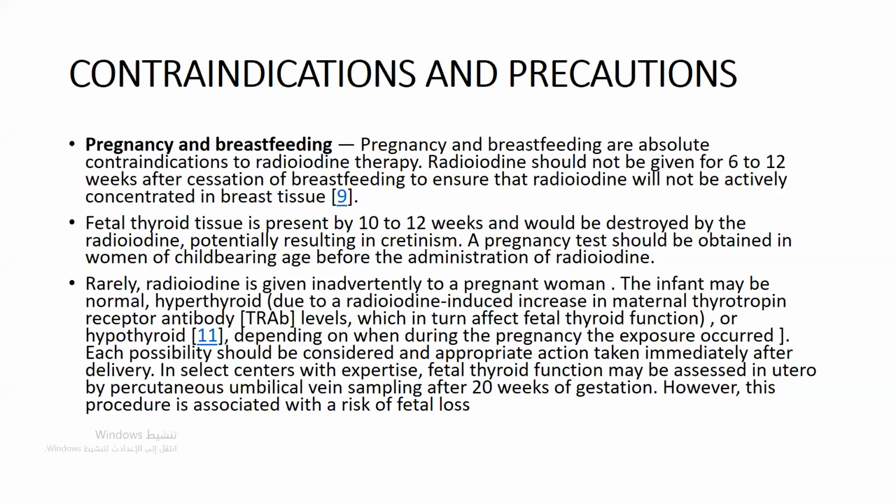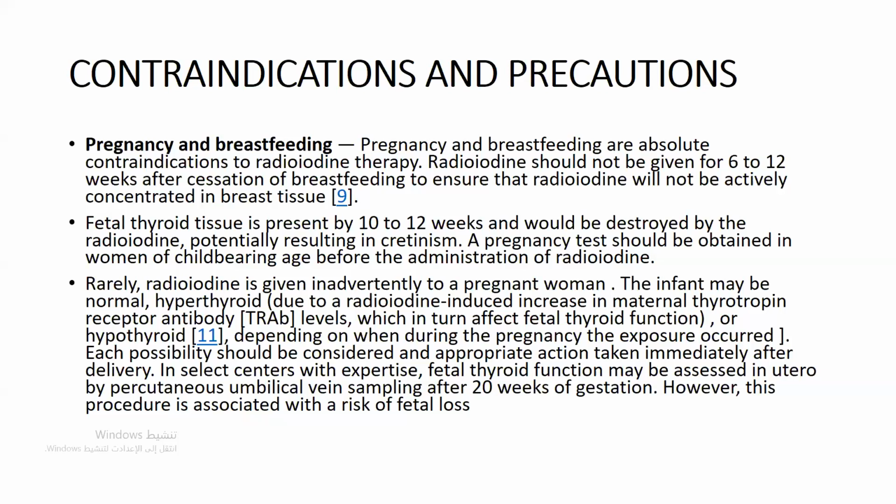Rarely, radioiodine is given inadvertently to a pregnant female. The infant may be normal, or hyperthyroid due to a radioiodine-induced increase in maternal thyrotropin receptor antibody level, which in turn affects fetal thyroid function, or hypothyroid, depending on when during the pregnancy the exposure occurred. Each possibility should be considered and appropriate action taken immediately after delivery in select centers with expertise. Fetal thyroid function may be assessed in utero by percutaneous umbilical vein sampling after 20 weeks of gestation.